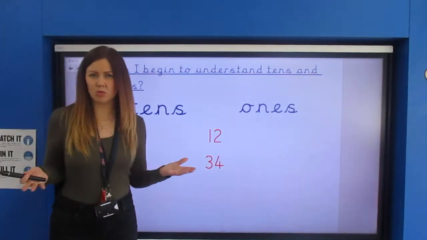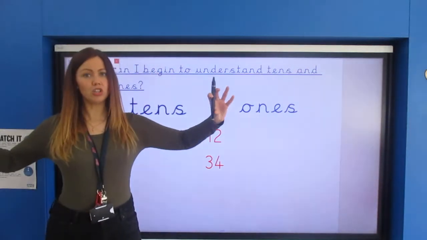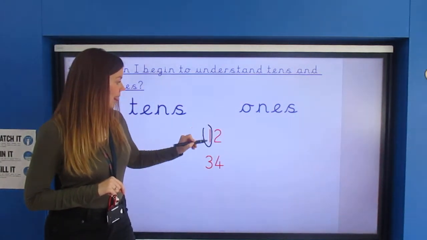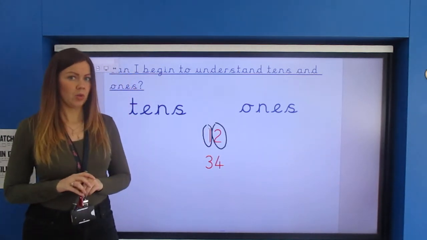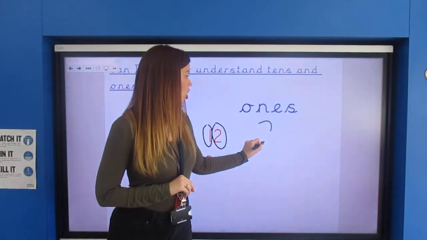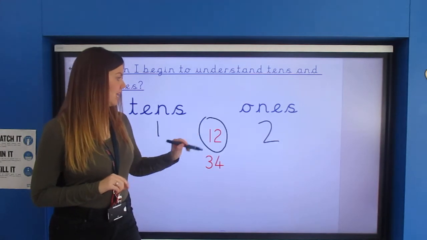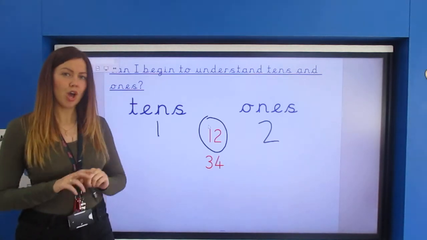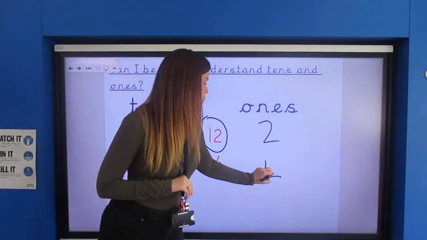Now, to understand what tens and ones means, I've got 2 numbers here and I'm going to show you. It's about breaking the number up. We're going to be splitting it, okay? And this number here is the tens number. And this number here is the ones number. Okay, so if we were to split it into tens and ones, we would put 1 ten and 2 ones, and it would make the number 12. If we were going to split up 34, it would have 3 tens and 4 ones.